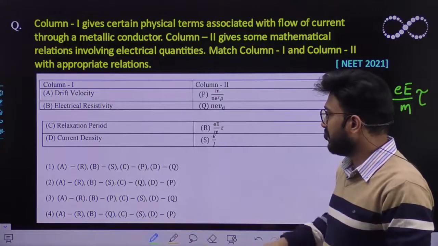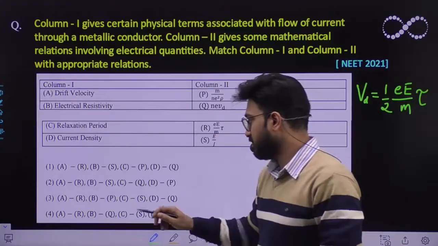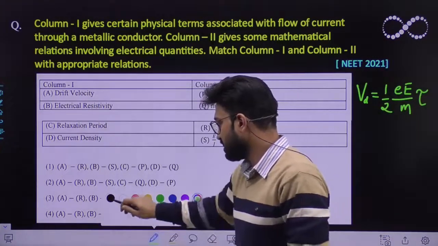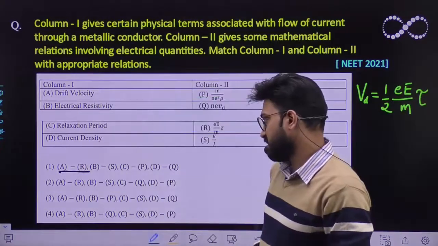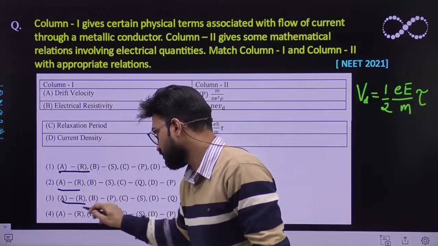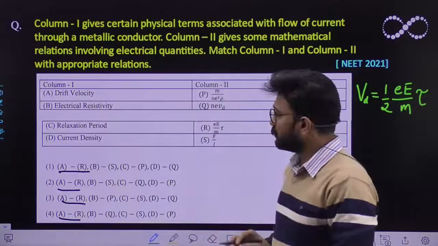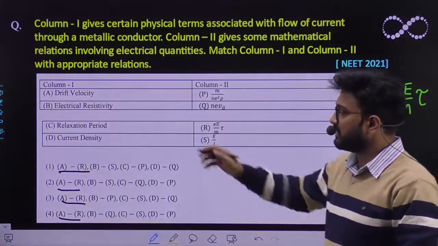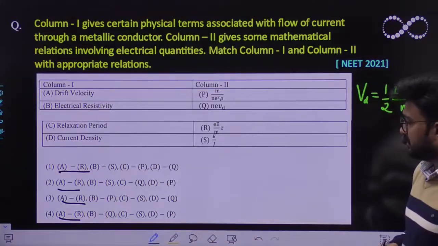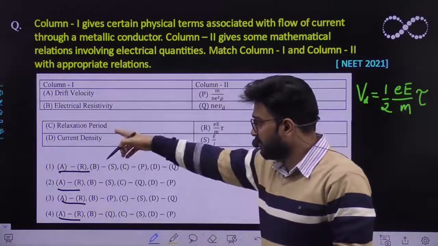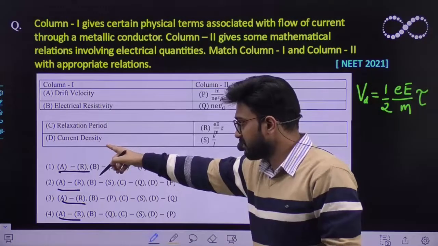Okay, so A must be related to R. So either you have this option correct, A must be related to R, or this one is also A related to R, so anyone can be correct. So we'll be moving to the second item, that is electrical resistivity. So what is the electrical resistivity of a material? What about relaxation time, and what about current density?